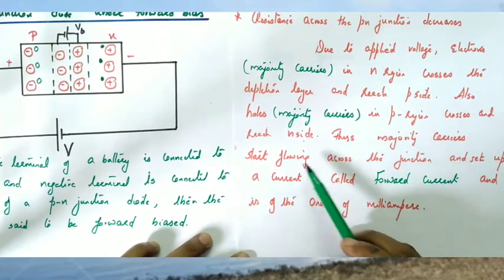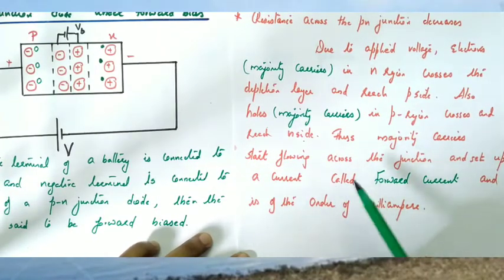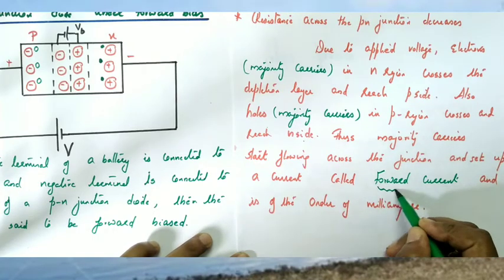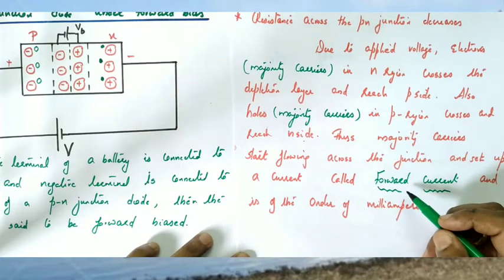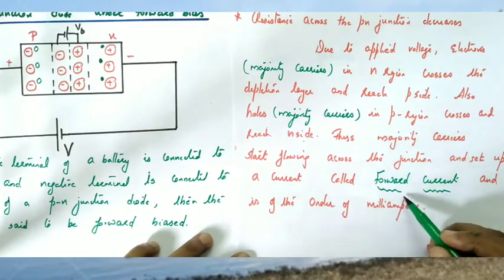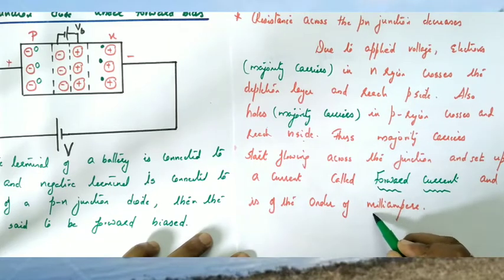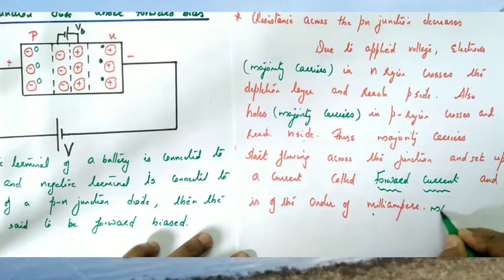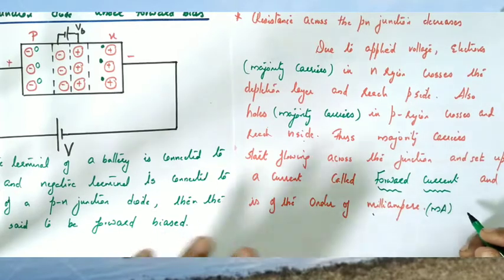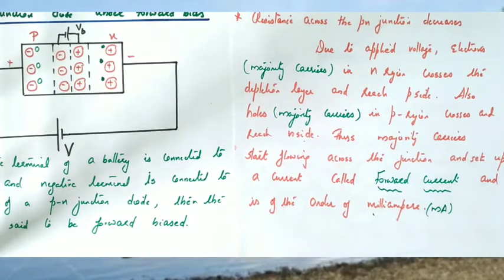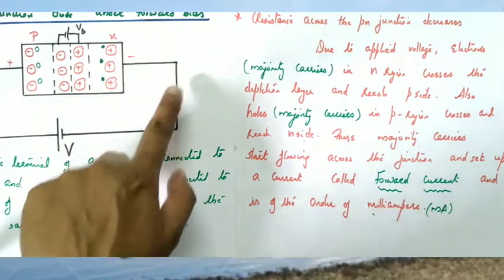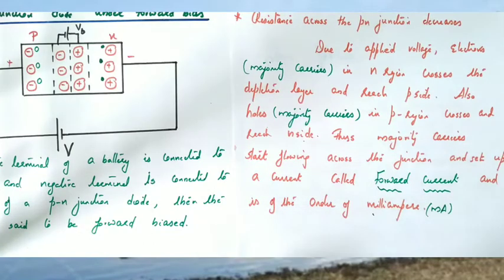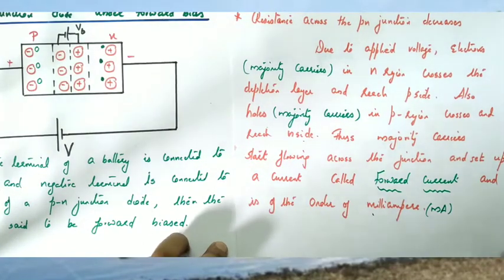Majority carriers start flowing across the junction and set up a current, and this current is called forward current. So, during forward biasing, majority carriers cross the junction and produce a current called forward current, which is of the order of milliampere. Okay, children, this is the condition of PN junction diode under forward bias. Forward bias means the P region is connected to positive and the N region is connected to negative, and there is current due to majority carriers, called the forward current.